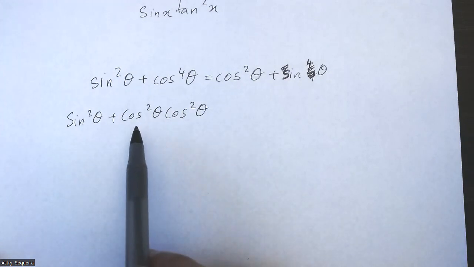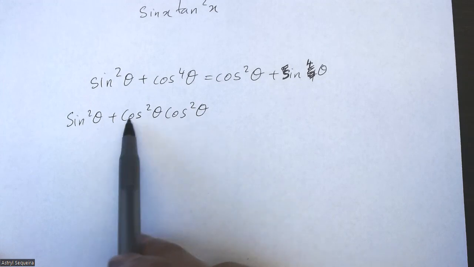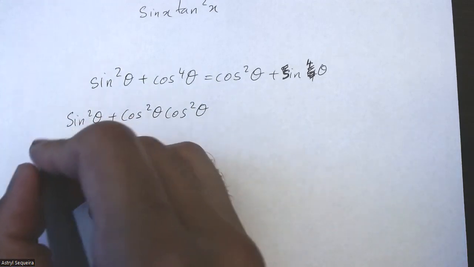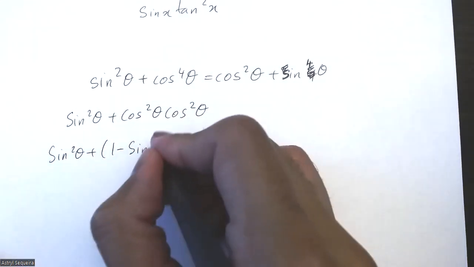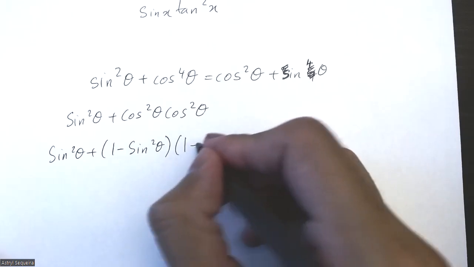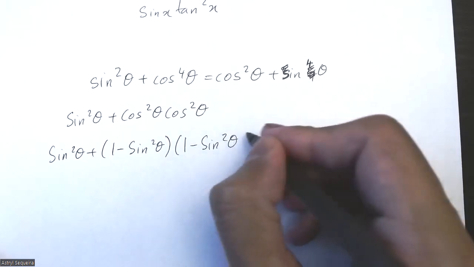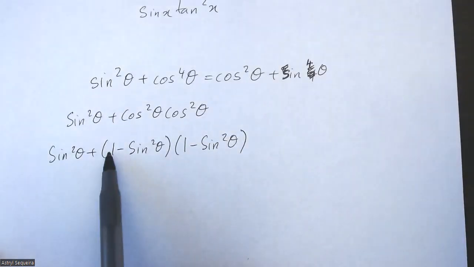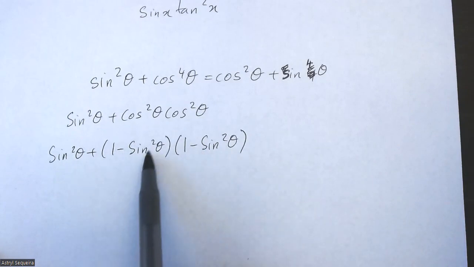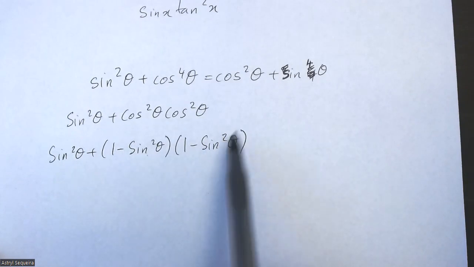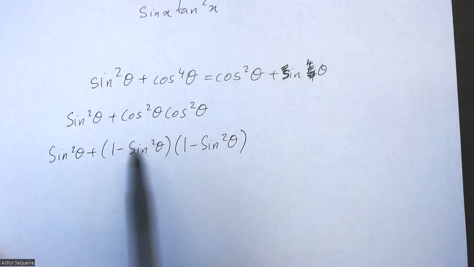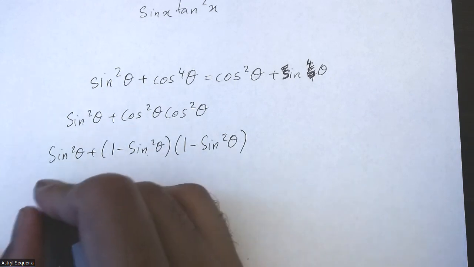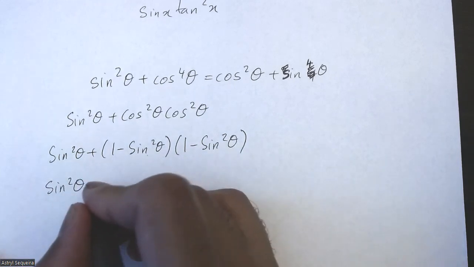Next, I'll use my trig identity where sine square theta plus cos square theta equals 1. I'm going to use that to replace cos square theta with 1 minus sine square theta, and I'll do that for both of them. And the reason why I'm doing this is I know that when I FOIL out these two brackets, negative sine square theta times negative sine square theta will give me positive sine 4 theta. So I know I'm on the right track over here with doing this. So let's FOIL out these two brackets.